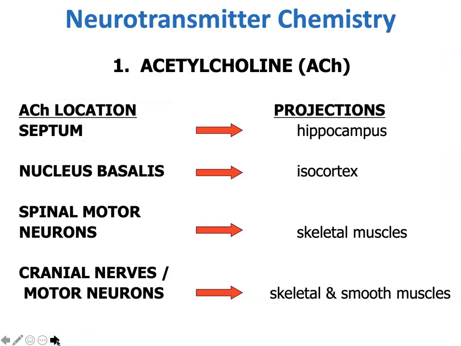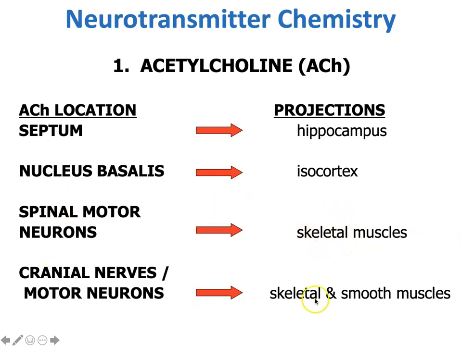Okay, so we're going to start with acetylcholine. As we've already talked about, it is the best studied neurotransmitter. But what I'll tell you is that it's best understood at the neuromuscular junction. So this last category here, where you have the cranial nerves and motor neurons that are going to be synapsing on the skeletal or smooth muscles, or you have these spinal motor neurons that are going to be coming from the spinal column that will again synapse at the neuromuscular junction on the skeletal muscles.